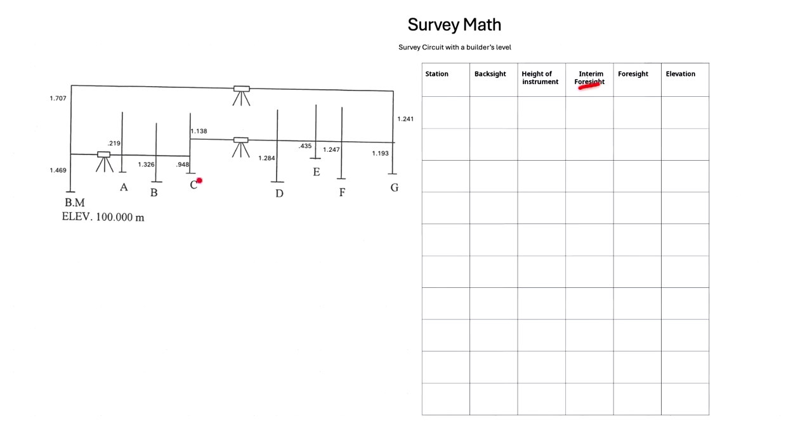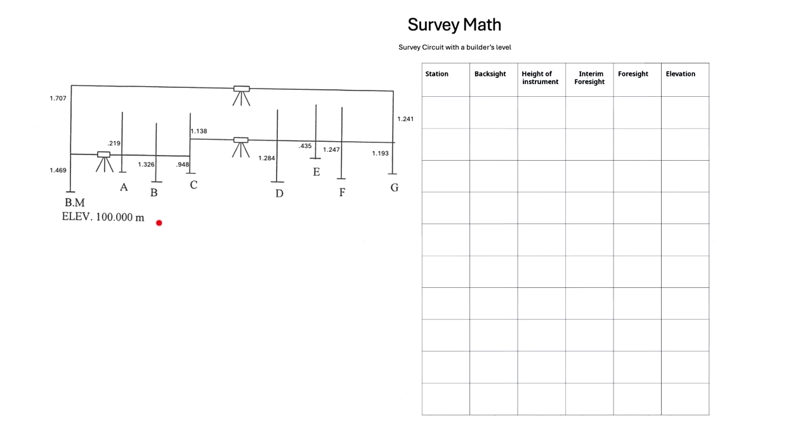Whereas C, you can see that after we have to move our instrument, we're using C as a turning point, which means we want to use it as a foresight. That way we can keep things a little bit more organized. And that is really important when you do survey math, because you need to be able to refer back to it. And in this kind of circuit here, we're actually going to come back to our benchmark. So hopefully by the time we're done, we will come out at 100 meters of elevation again.